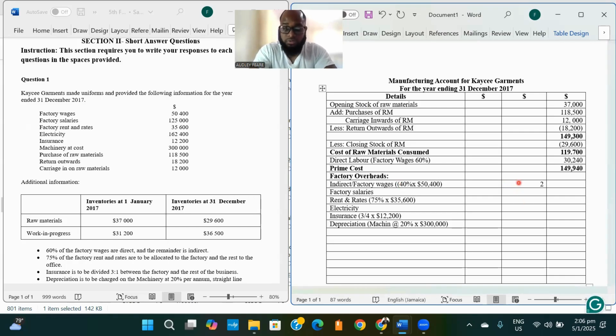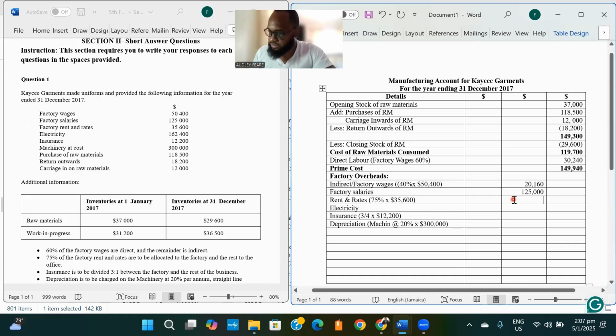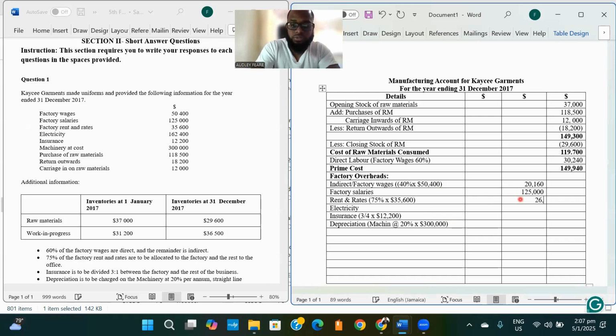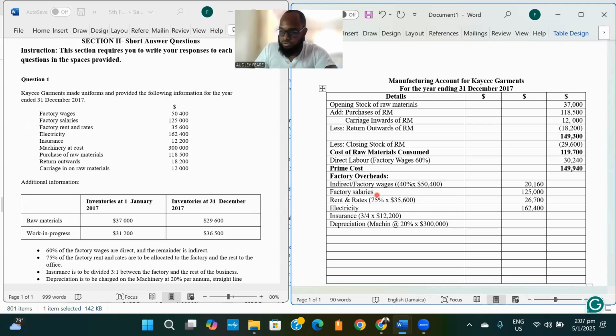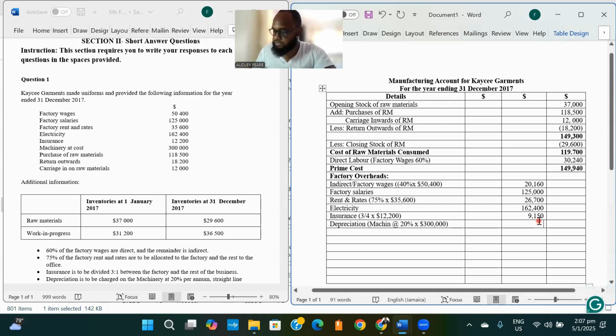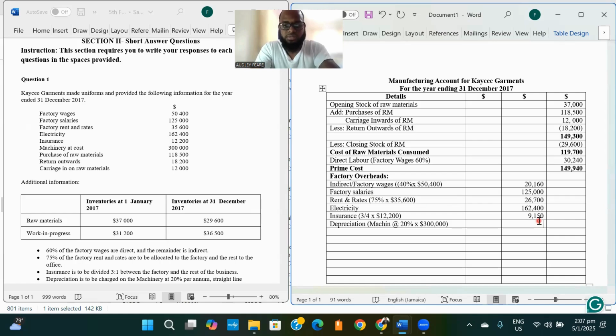All right, so we're going to compute and just put in these values now. So for this, I got 20,160. For the factory salaries, 125. For the rents and rates, the 75% of that is 26,700. Electricity was 162,400. So 3/4 of 12,200 gives us 9,150. And then the depreciation, 20% of 300, but that should be $60,000. Am I correct? Yeah, $60,000.